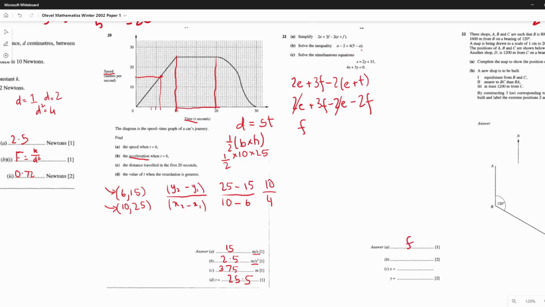Now solve the inequality a minus 2 is less than 4 into 5 minus a. Again, this is just algebraic simplification. A minus 2, and I can multiply 4 by each of the values inside the bracket. So 4 into 5 is 20, and 4 into negative a is minus 4a. Now I can subtract a from both sides. So -2 is less than 20 minus 5a, and then I can subtract 20 from both sides.